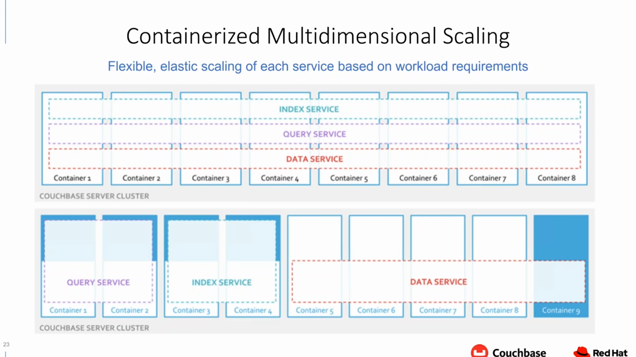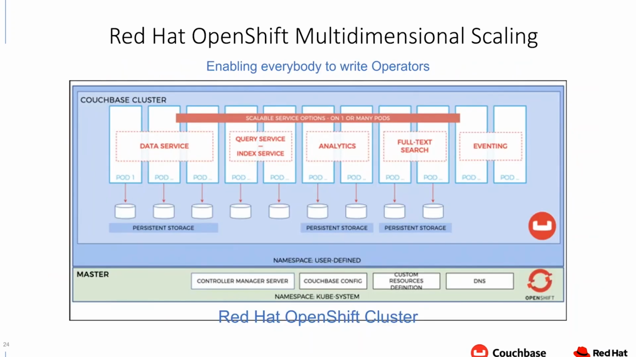Or a service that's doing a lot of analytics would have an analytics service added in here. So again, you can scale them each independently, so you don't have to worry about unused resources. It makes capacity planning a lot easier. Here's an example of what it could look like on an OpenShift cluster, where we have a similar sort of topology running on an OpenShift cluster. The other thing I'll point out here is persistent volumes, for the persistent storage there.